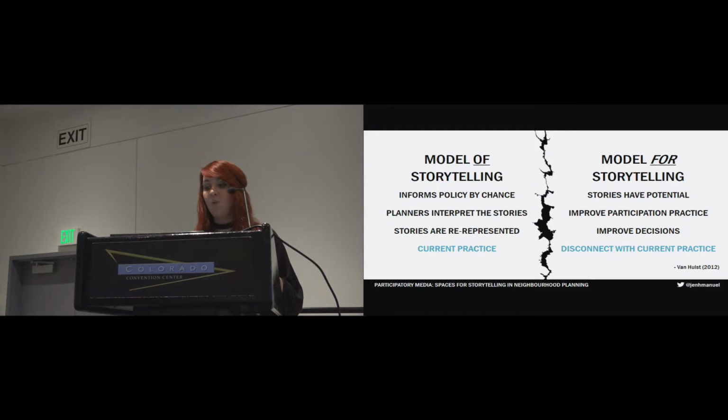Then he says that the model for storytelling says that stories should have potential, they should be seen as special, and if incorporated into practice, they could improve participation and therefore improve decision making. But he said there's a definite disconnect with practice currently. These two perspectives should not be mutually exclusive, but at the minute they currently are. I've introduced this model here because I'll be coming back to it a little bit later on, so bear that in mind.